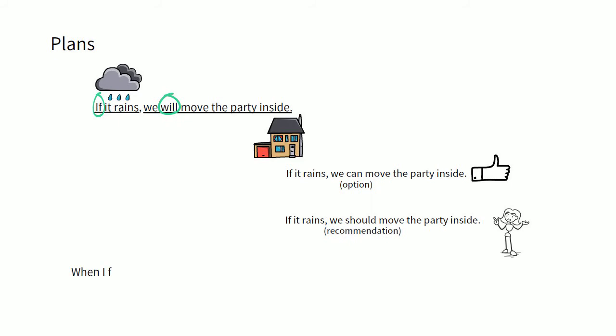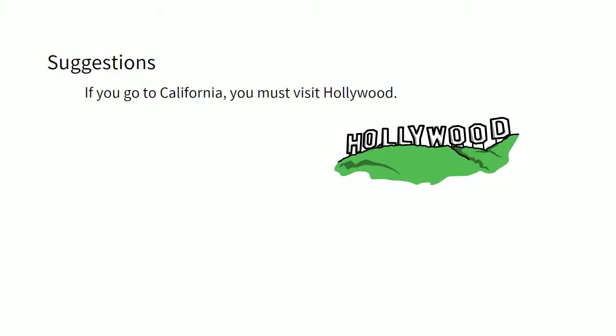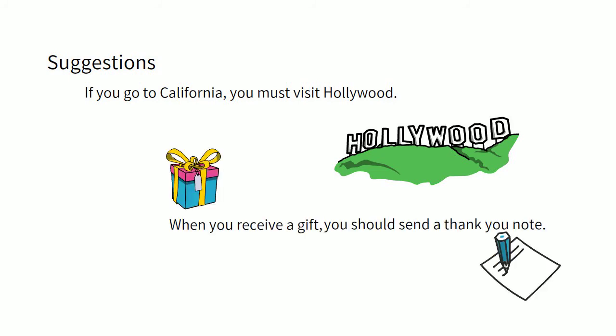Another example, when I finish my work, I might go to the party. First clause, when I finish my work. Second clause, I might go to the party. Let's look at some examples of suggestions. If you go to California, you must visit Hollywood. When you receive a gift, you should send a thank you note.